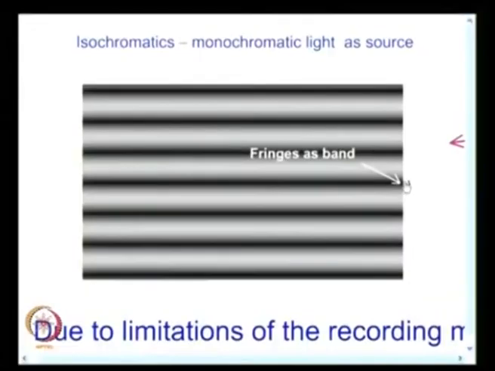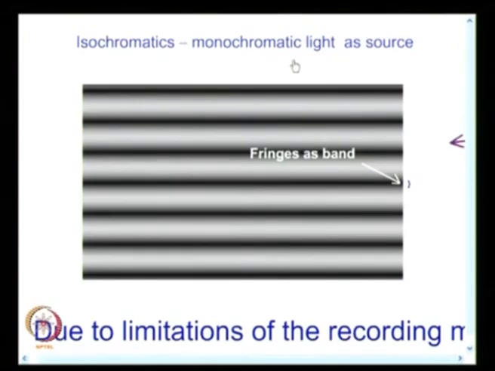The difference is, I see the fringes as a band rather than a single line, and I see this as black and white contours mainly because I have used a monochromatic light source for illumination. In most of the optical techniques, it is desirable to use a monochromatic light source because you have a single wavelength and data interpretation is far more simple.